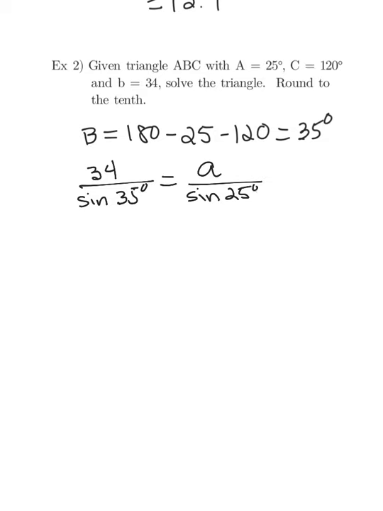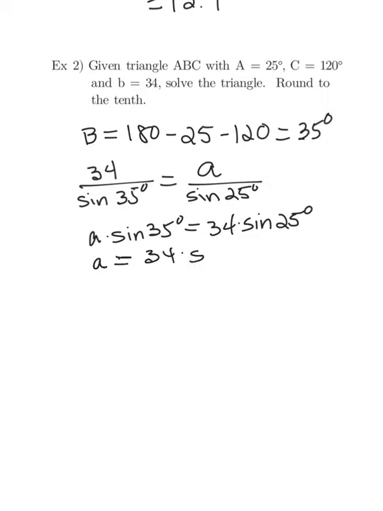That has to equal side A, which is what we're looking for, over the sine of angle A, which is 25 degrees. Cross multiply, you're going to get A times the sine of 35 degrees equals 34 times the sine of 25 degrees. Divide by your sine of 35 and you get A equals 34 times the sine of 25 over the sine of 35. And doing that on your calculator, rounding to the tenth, you get A of 25.1.